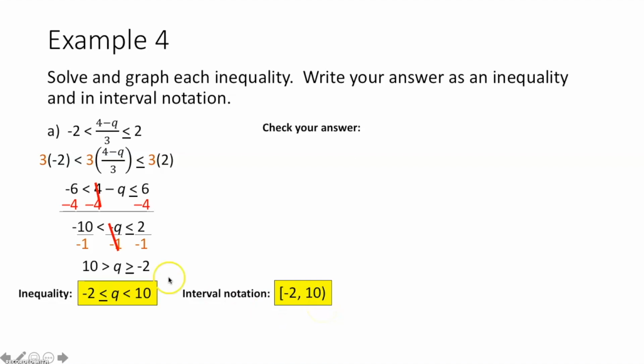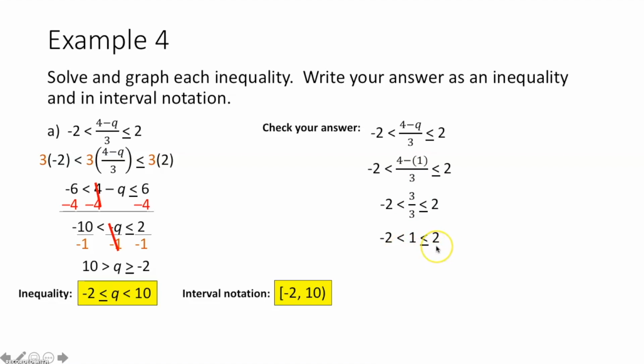Now check your answer. Let's pick a number on this given interval. How about 1? We plug in 1 for q into our original inequality, and we simplify it. What's 4 minus 1? That's 3. What's 3 divided by 3? That's 1. Is 1 in between negative 2 and 2? Yes, it is. Therefore, this checks out, and we can graph it.